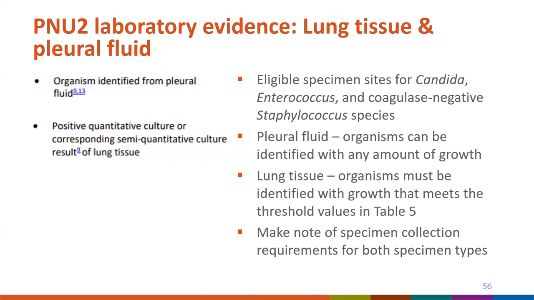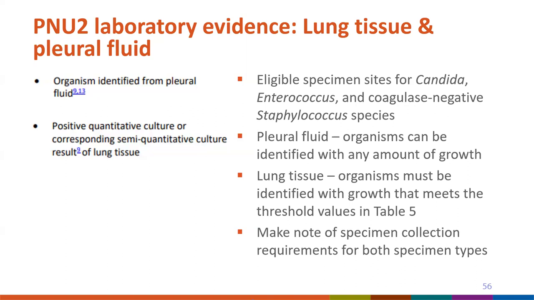Next, we'll look at organism identified from pleural fluid and positive quantitative culture or corresponding semi-quantitative culture result of lung tissue. Both refer you to footnote number 9 for the information in the second bullet, to remind you that Candida and yeast not otherwise specified, Enterococcus and coagulase negative Staphylococcus species are eligible organisms when identified from these specimens. Additionally, pleural fluid refers you to footnote number 13. Results from both culture and non-culture based testing methods are eligible for use.